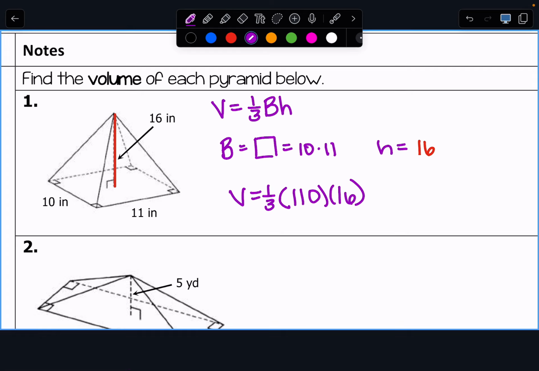Okay. What did your calculators tell you? 586.6666666. So 586.7 inches cubed.